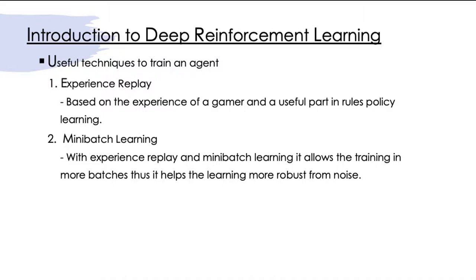Introduction to useful deep reinforcement learning techniques to train an agent. Number one is experience replay, based on the experience of a gamer, and a useful part in policy learning. Number two is mini-batch learning. With experience replay and mini-batch learning, it allows training in a series of batches, which helps make the learning process more robust to noise.